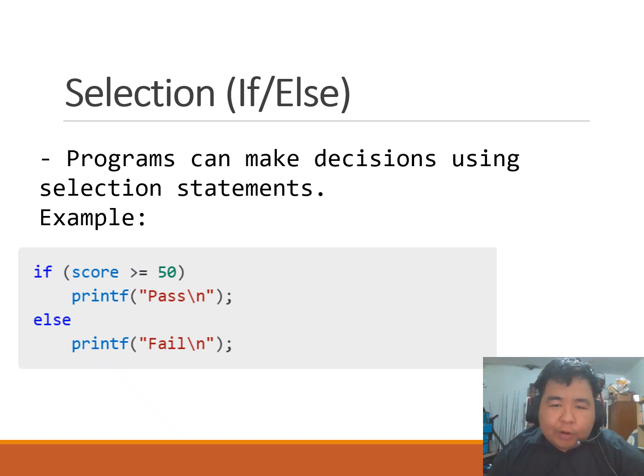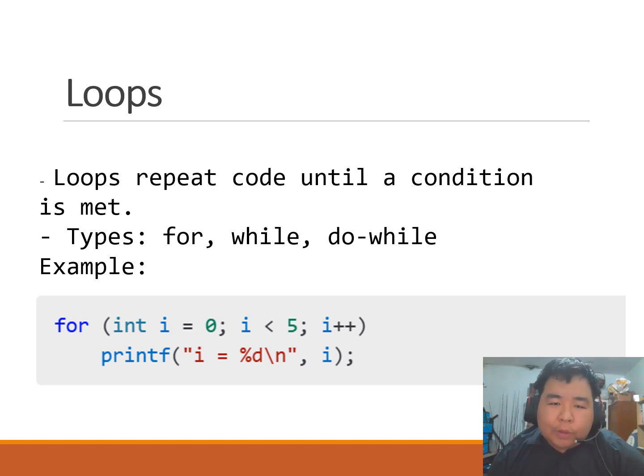Selection allows our program to make decisions. Using if and else, we can write code that behaves differently depending on the data. In this example, if the score is 50 or more, the program prints pass, otherwise it prints fail. Loops are used to repeat a block of code multiple times.